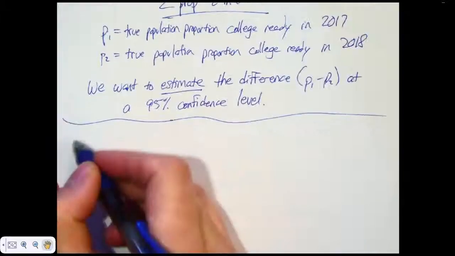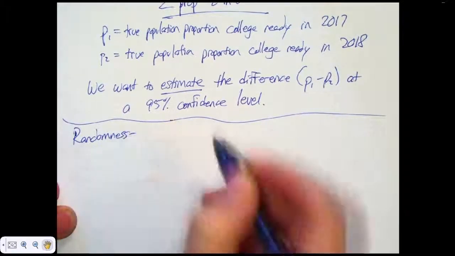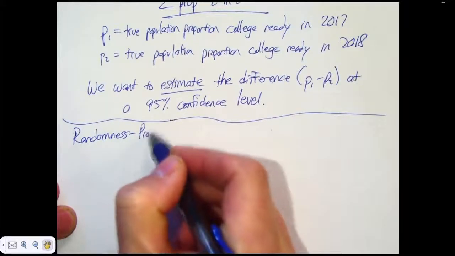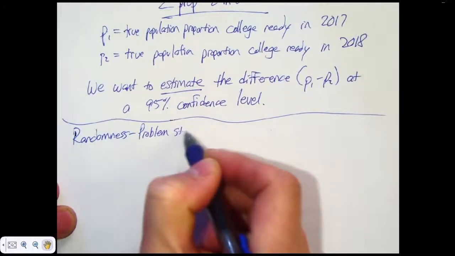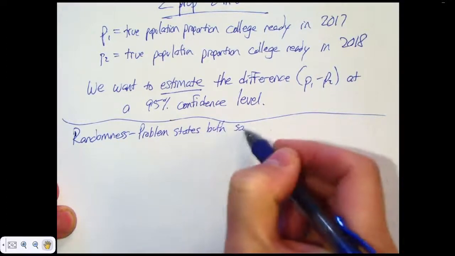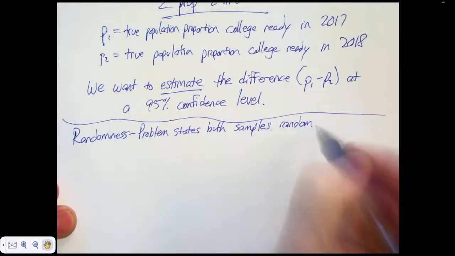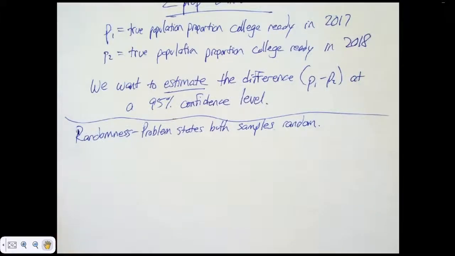Alright, randomness. Problem states all samples random. At least I think it did, didn't it? I meant to make it. Read through it. Nathan, you wrote it down, right? Like in painstaking detail? Okay.